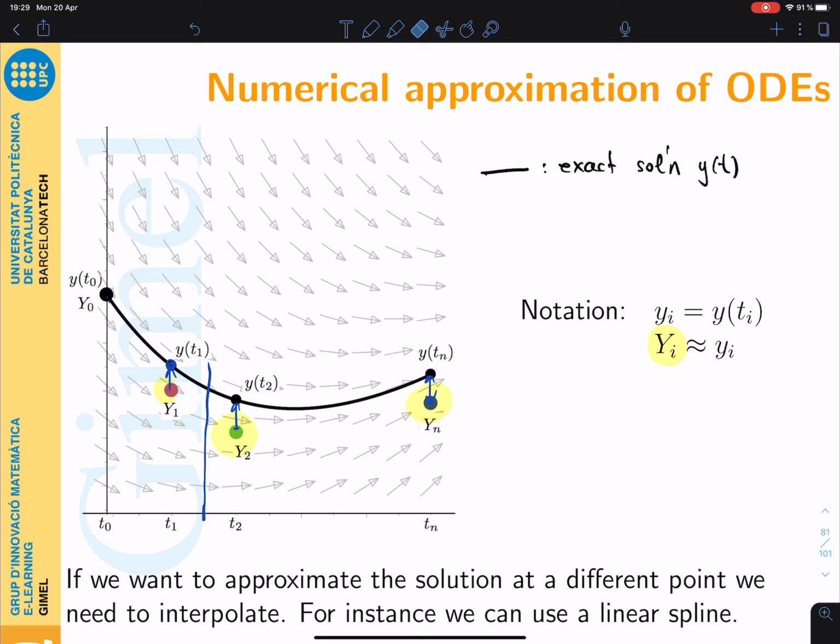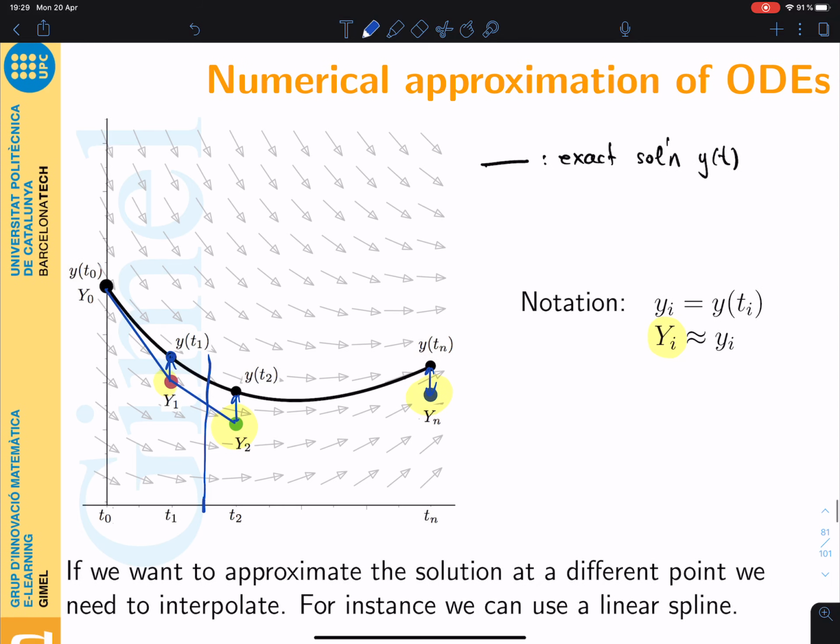I think I can try to do that better. So let's connect these ones. Okay, so you can use, for example, a linear spline to connect these approximated values. And then the value at this intermediate point would be this value, which of course has an error. It's not the exact value. So what only remains now to be explained is how do we compute these values, capital Y1, capital Y2, and so on.